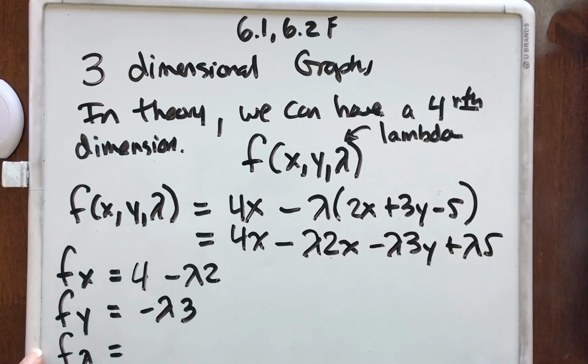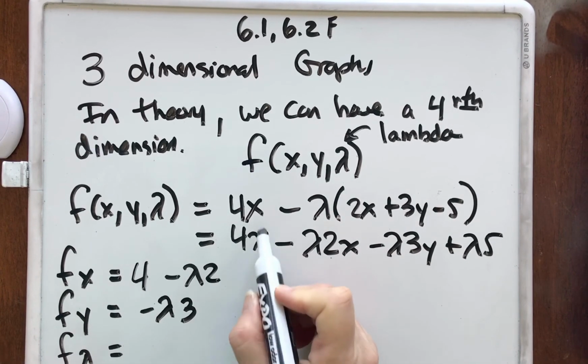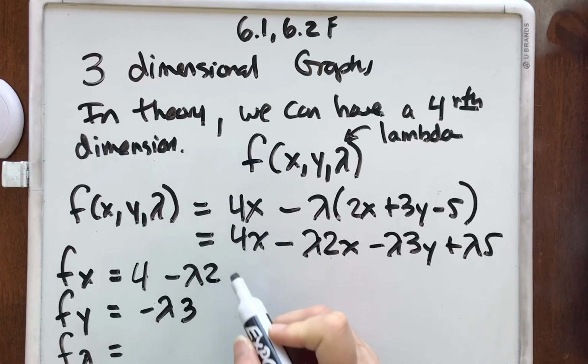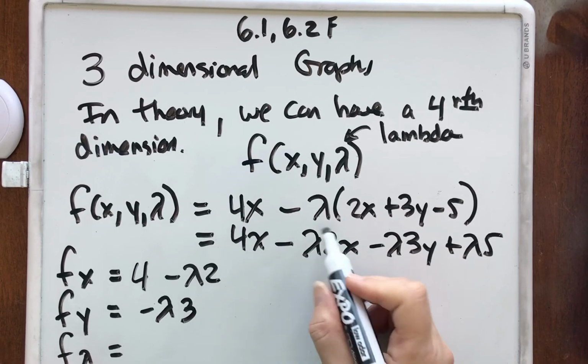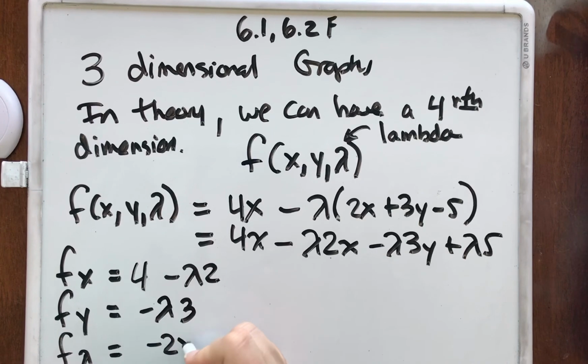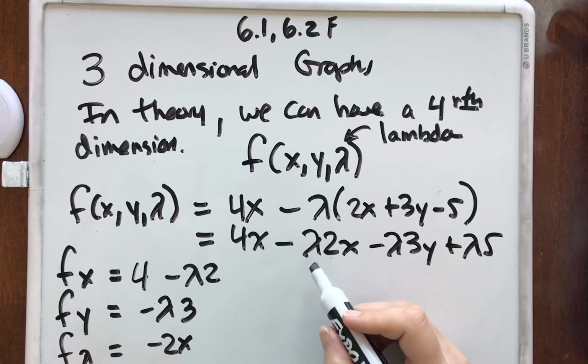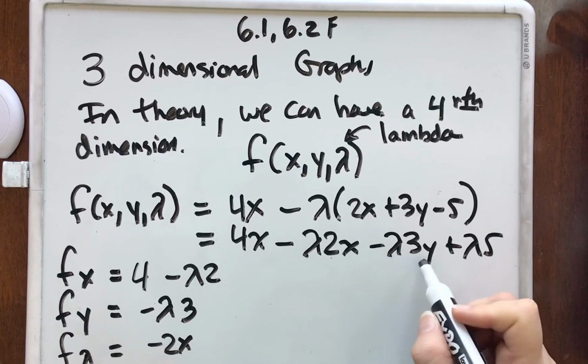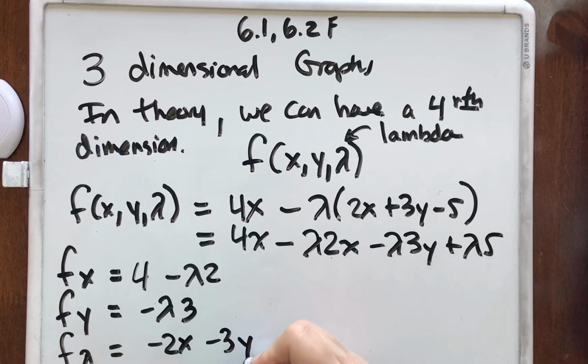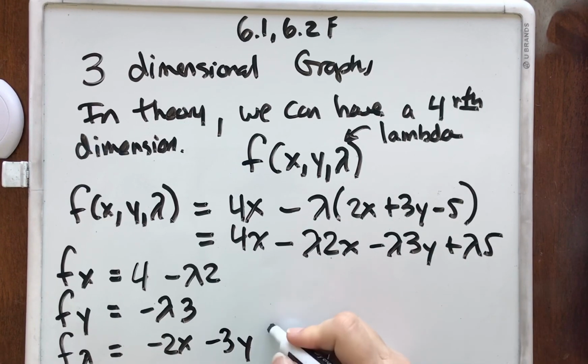Okay, let's do the last one. Partial derivative with respect to lambda. Now lambda is our variable. Okay, lambda is our variable, so this is constant. That goes away. Lambda is our variable, so we have negative 2x that comes out. Lambda is a variable, so we have negative 3y. Lambda is a variable, so we have plus 5.